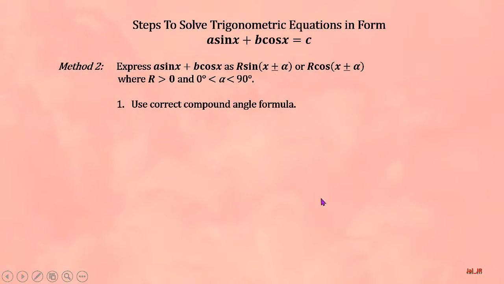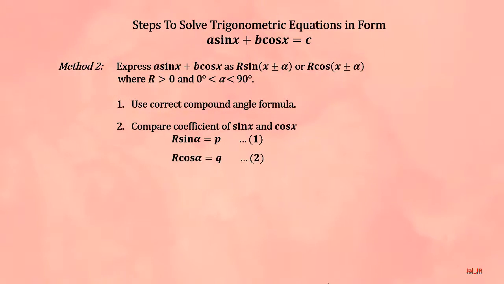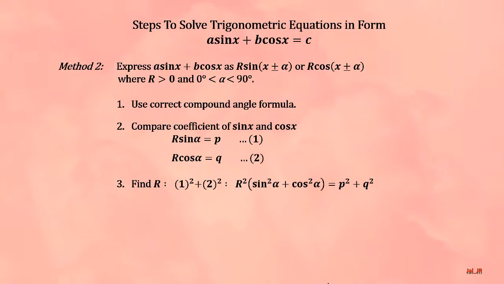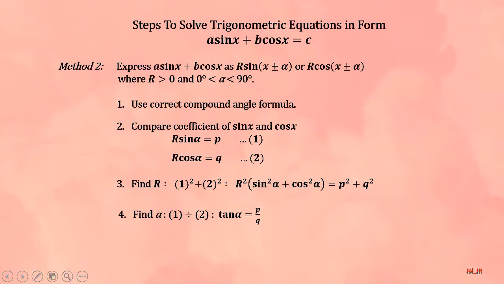Second step. Compare the coefficient of sine of x and cosine of x on both sides of equations to get two equations. Third step. Find the value of r by squaring and adding the two equations. Fourth step. Find the value of alpha by dividing the two equations to get tangent of alpha.